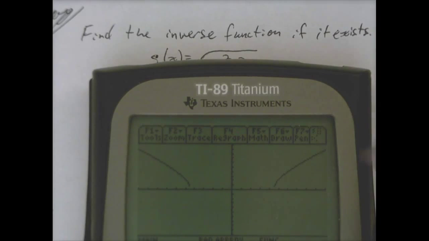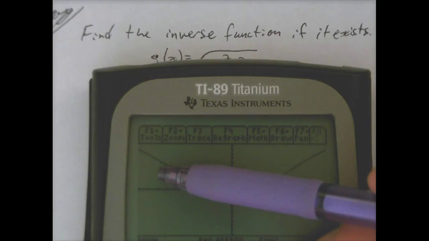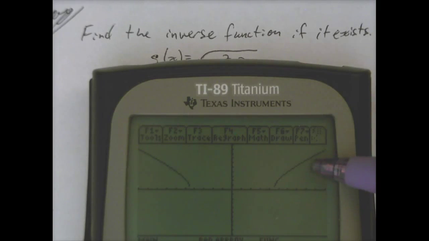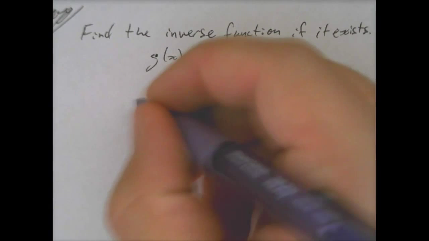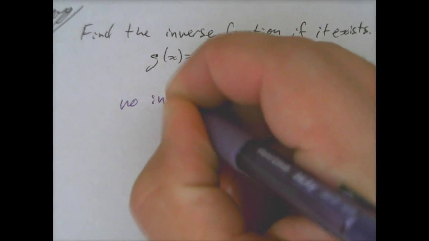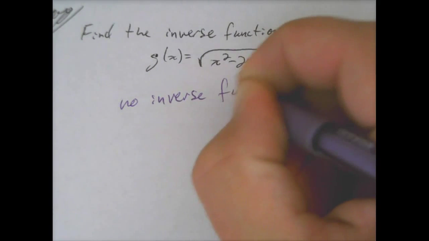So if we look at this, again, we always want to check the graph first. Check out the graph. The horizontal line test will not pass. It fails multiple times. So since the horizontal line test fails, I don't have to do any more work, and I would say no inverse function.